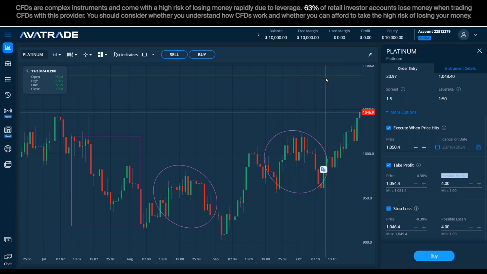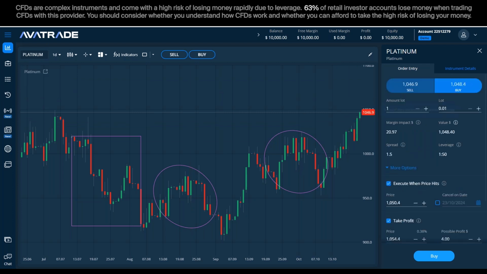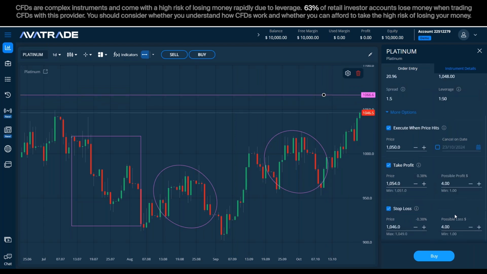For instance, let's stay with a buy. It seems like this is quite bullish anyway, so we can set the price a little higher. Let's say even $20 higher.